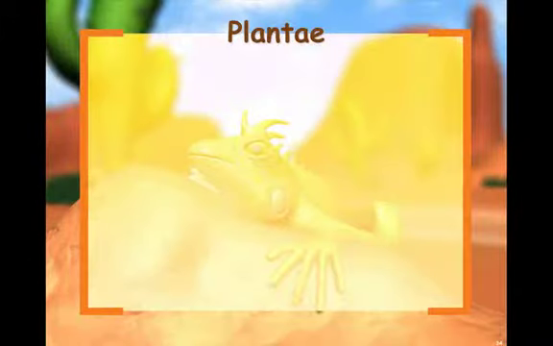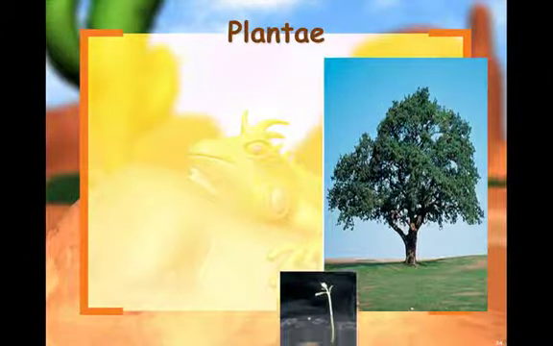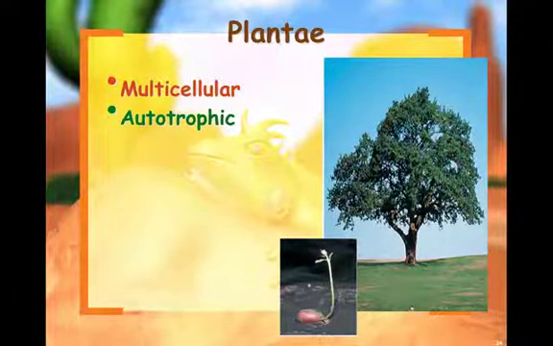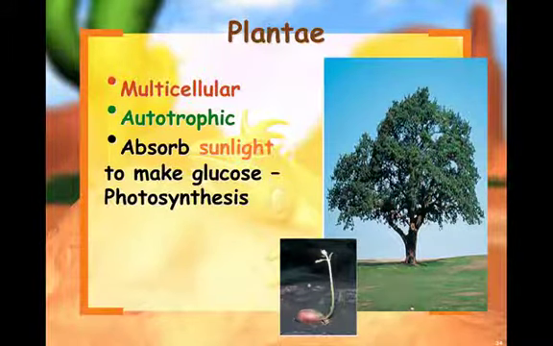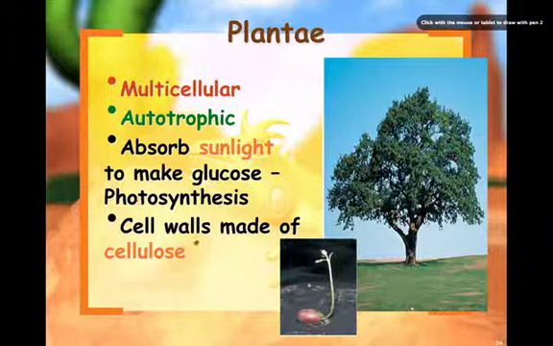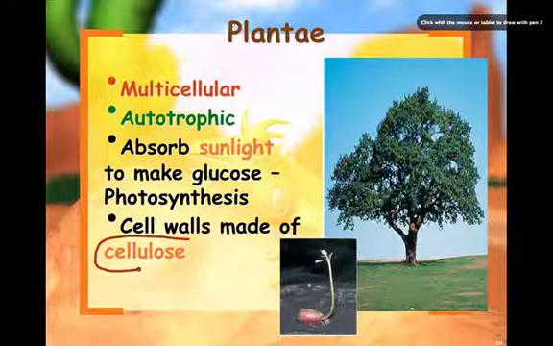Next are plants. Plants are also multicellular. They are also autotrophic, which means that they absorb sunlight to make glucose via photosynthesis. And their cell walls are made of cellulose. So fungi have chitin and plants have cellulose in their cell walls.